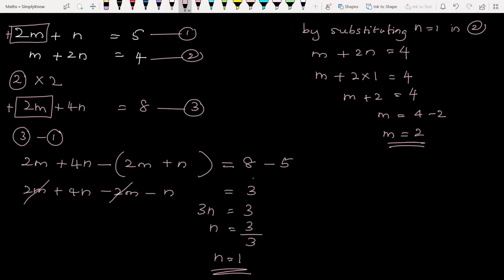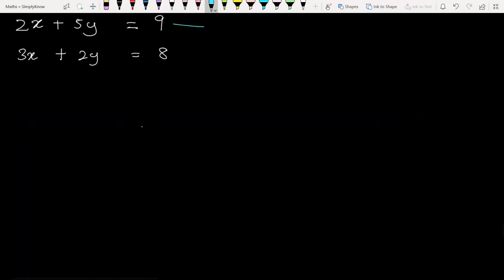Okay, let's move into the next pair of simultaneous equations. This is our first equation. The second equation is here. Now let's check the coefficients of unknowns. We can see that there are different coefficients of both unknowns. Anyhow, we need to equate coefficients of one unknown. So which unknown we should select now?